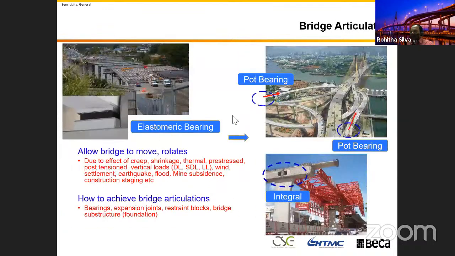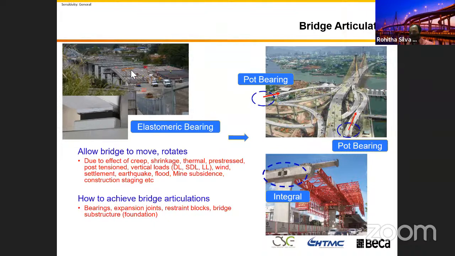And the bridges, the articulation of the bridge, I've just touched base because I think I'm overboard about the time, but I will quickly run through this one. Bridge articulation allows the bridge to move and rotate, affected by creep, shrinkage, thermal, pre-stress, post-tension, the vertical loads and deformation, wind, settlements, earthquake, flood, mine subsidence, construction staging. All those things cause the bridge to deform and rotate. I have one example in here.